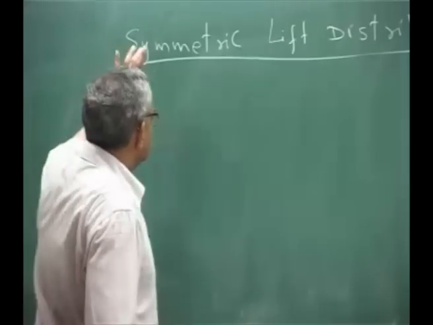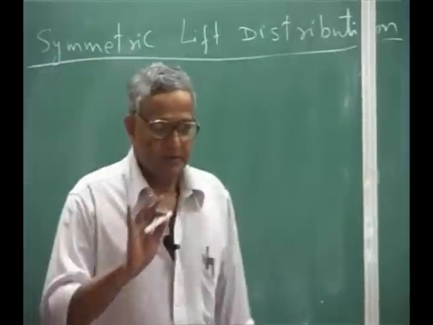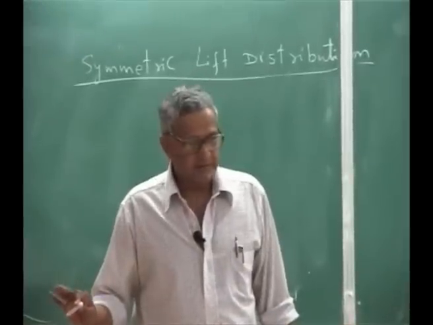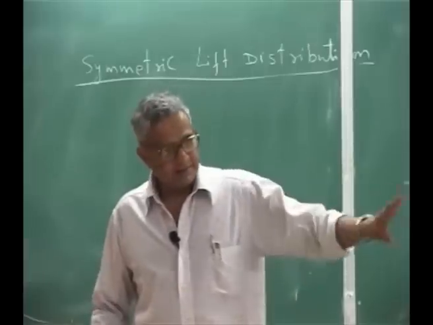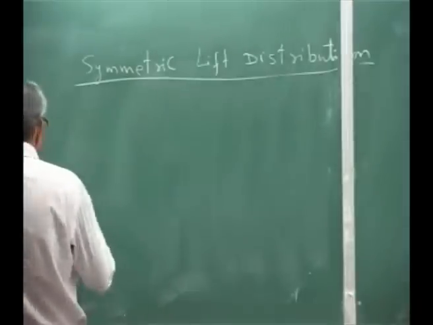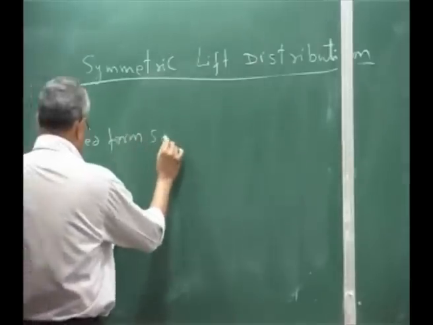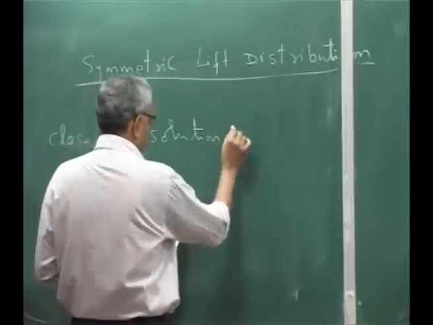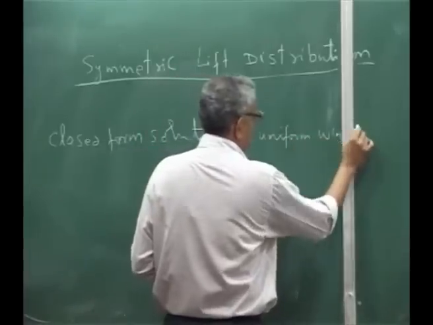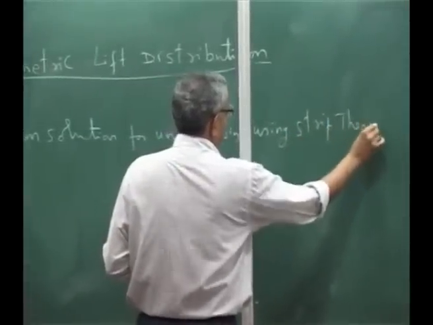But to solve that, we consider the symmetric lift distribution, and first we take the uniform wing. Please understand, only for a uniform wing you can get a closed form solution. If it is not a uniform wing, you have to go for the Galerkin or Rayleigh-Ritz type of solution. Okay. So we will take a closed form solution for a uniform wing using strip theory again.